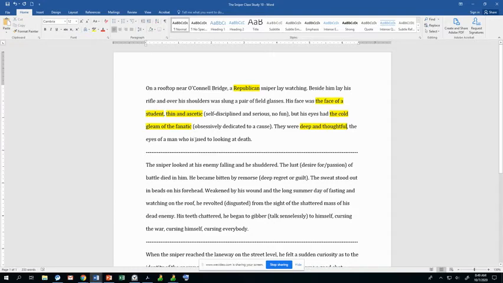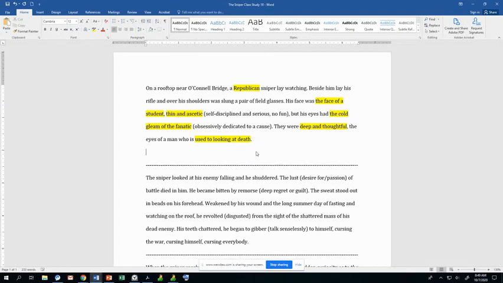The eyes of a man who is used to looking at death. I'm going to highlight used to looking at death because that tells us some important information. Okay, so now that I've highlighted those, obviously I've been talking through my impressions as I highlighted, but now I'm going to put them together and type them up. My impression of this paragraph.